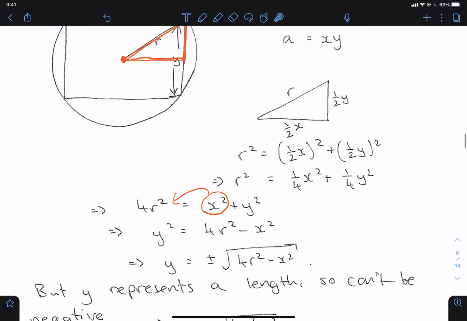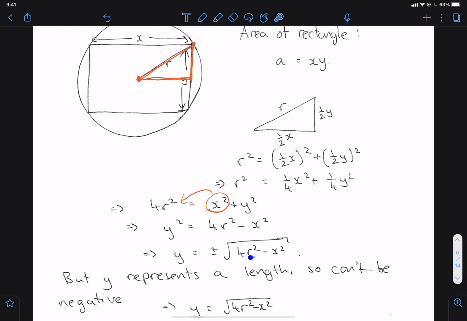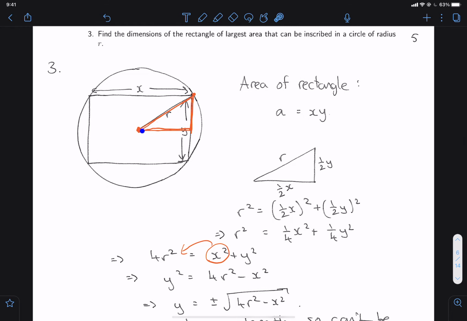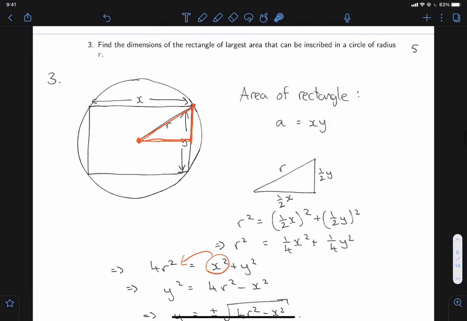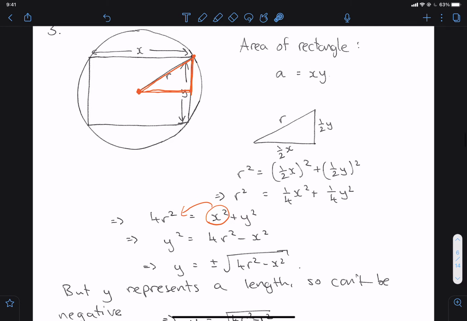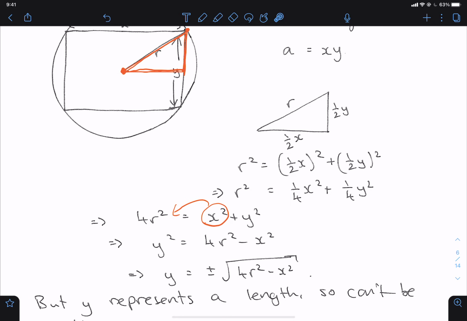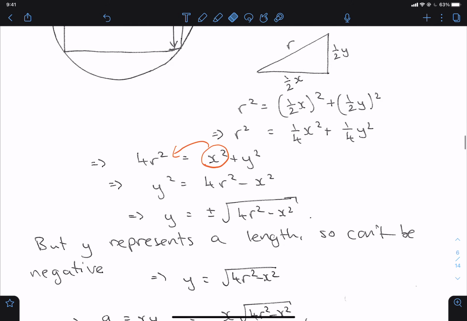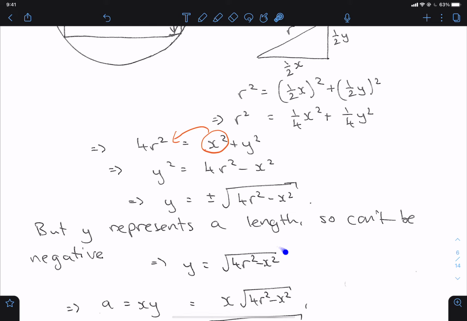You might be wondering why do we also have r here? Is r a variable? Well, r is a constant, right? It's the radius of this circle, which is unknown, but is a constant. It doesn't change when x and y change. So we're going to view this as a constant, just like the numbers 1, 2, 3, 4. And now for the same reason, since y represents a length, it can't be negative, so we will drop the negative solution and only consider the positive solution. So now y is equal to this one.